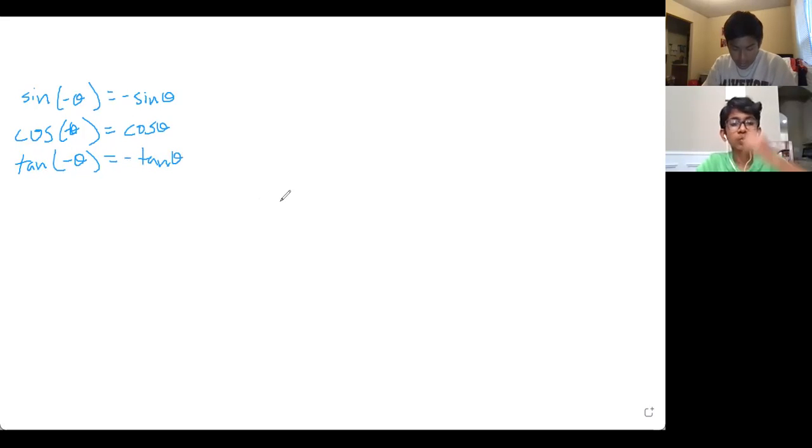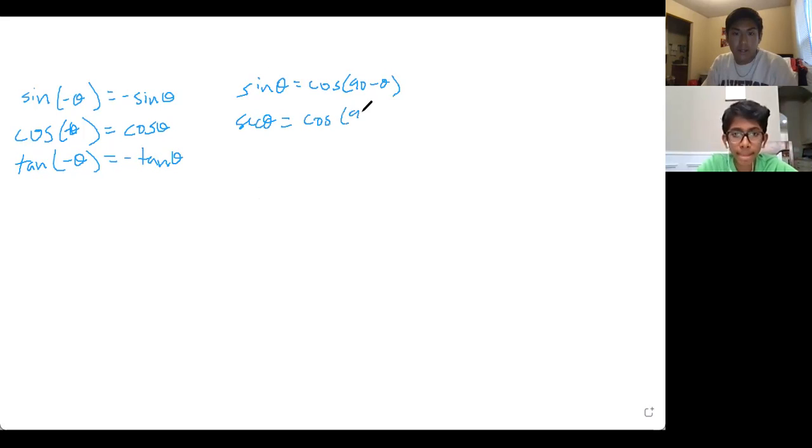And you also know sine theta is the same thing as cosine of 90 minus theta, right? Your cofunctions. Secant is the same thing as cosecant of, sorry, not cosine, cosecant. And then tangent is the same thing as cotangent of 90 minus theta, right? You remember those from last week, right?